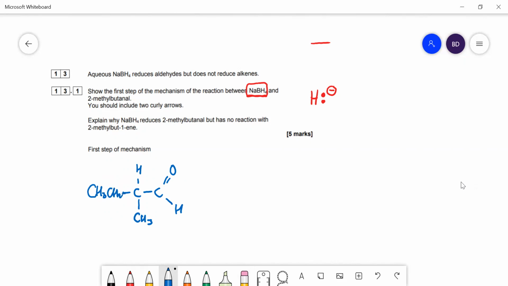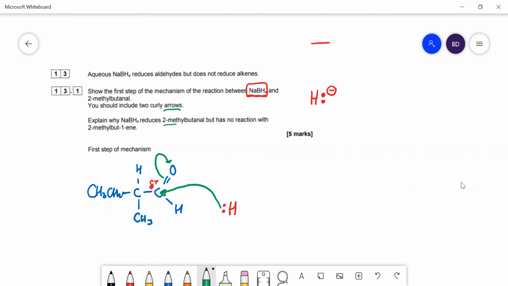Okay, now we need the hydride ion here. It just wants the first step in the mechanism. This carbon here, of course, is delta positive. We don't need to put that in the diagram. The lone pair goes from there to there, and it's nucleophilic addition, so the pi bond breaks and the pair of electrons go onto the oxygen there. Okay, so that is the first part of that. We don't need to draw the products.